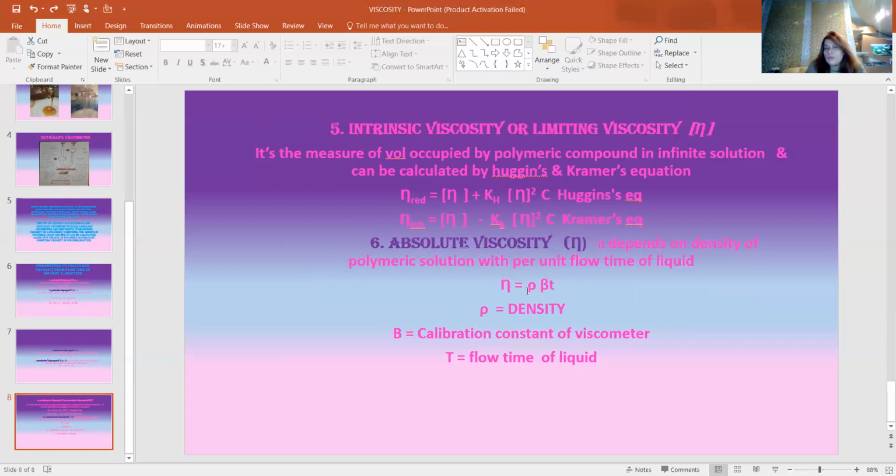Now what is rho? Rho is the density, beta is the calibration constant, and T is the flow time of the liquid. So with the help of this, you will be able to find out eta, that is the absolute viscosity. And this is the calibration constant, which I will explain how and when it is calculated in my next lecture. So this was something very interesting today, which I've discussed with you.